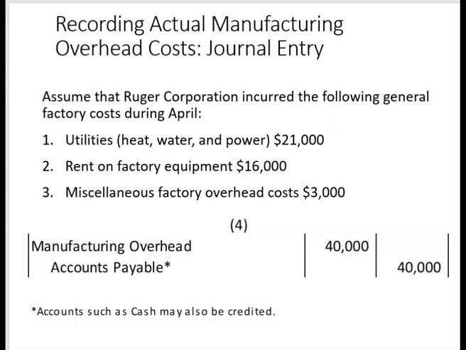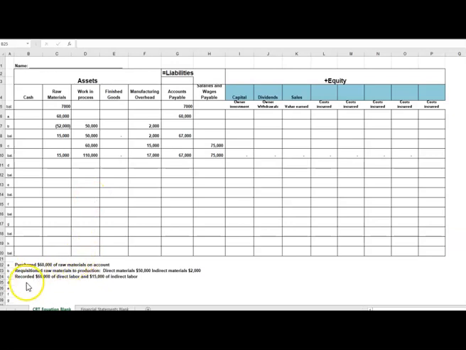So we'll add those three costs together, put it to manufacturing overhead, and we're just going to assume that we haven't paid for it yet, so we'll put it to accounts payable. The transaction would be worded something like this. Incurred $21,000 of utilities, $16,000 for rent on factory equipment, and $3,000 for miscellaneous factory overhead costs.